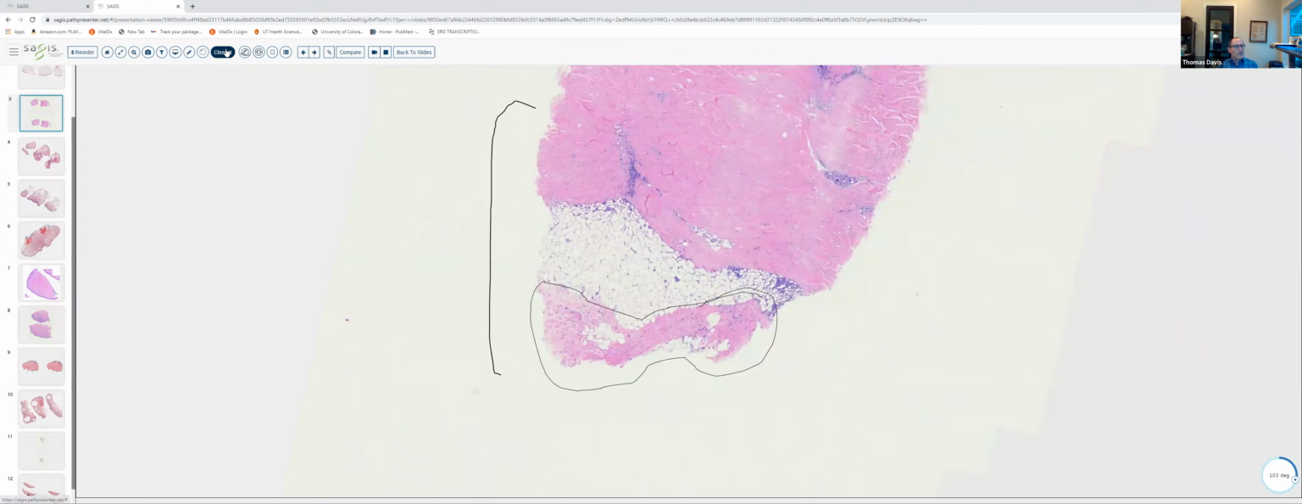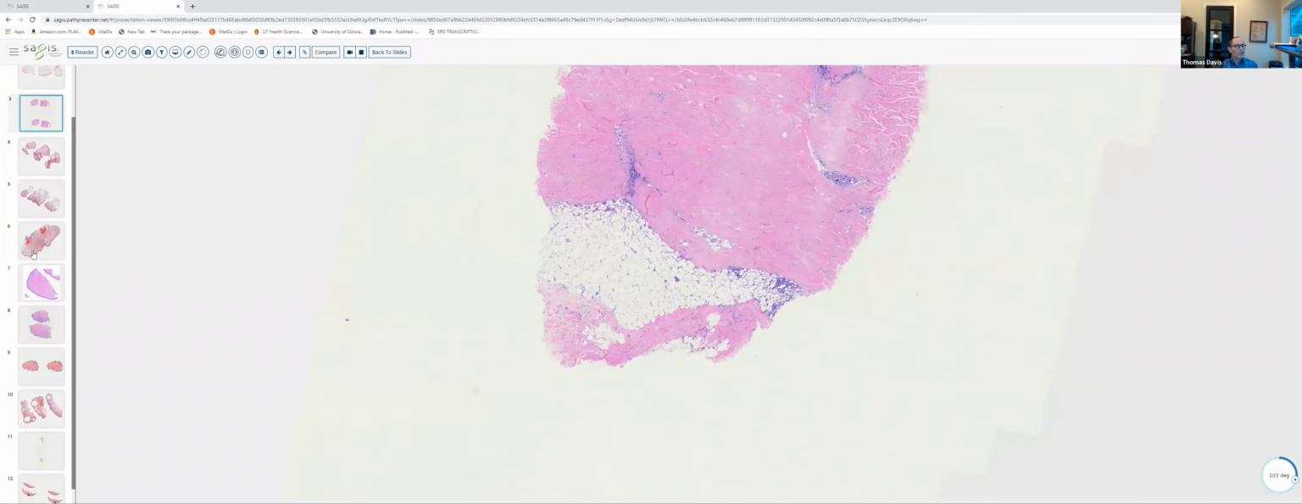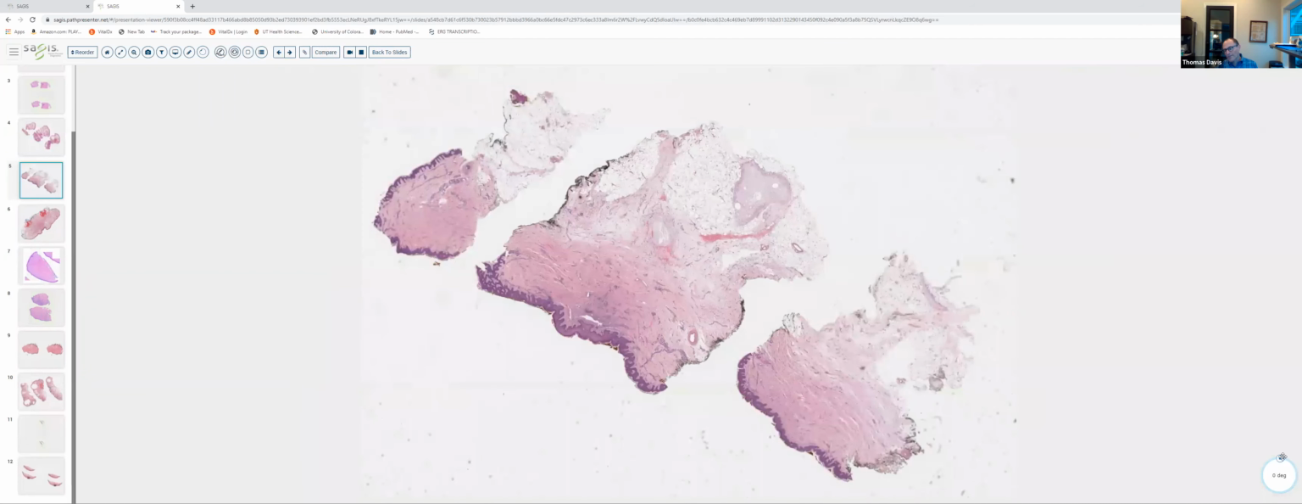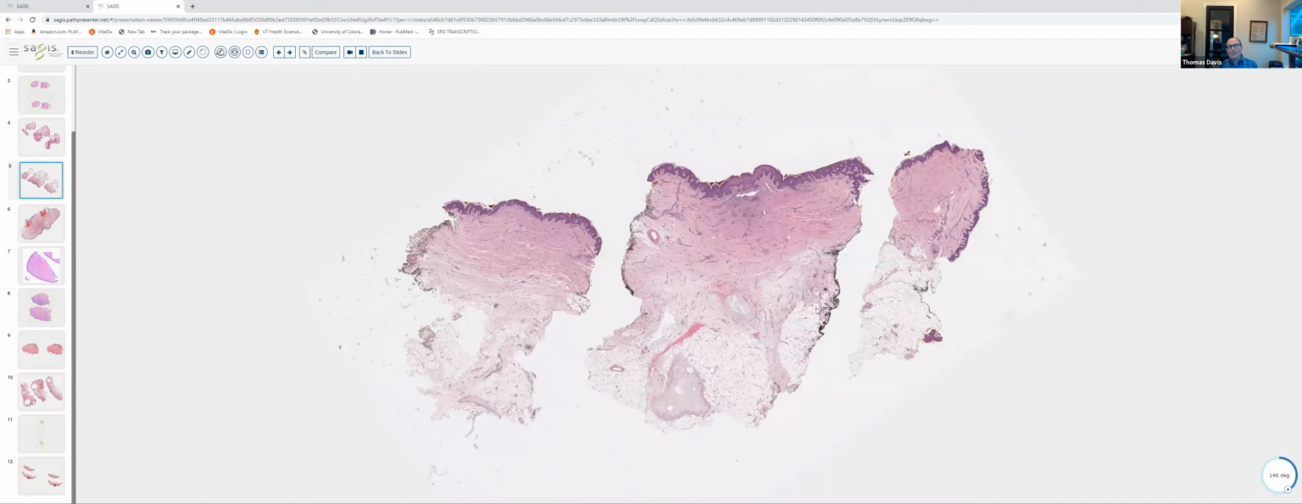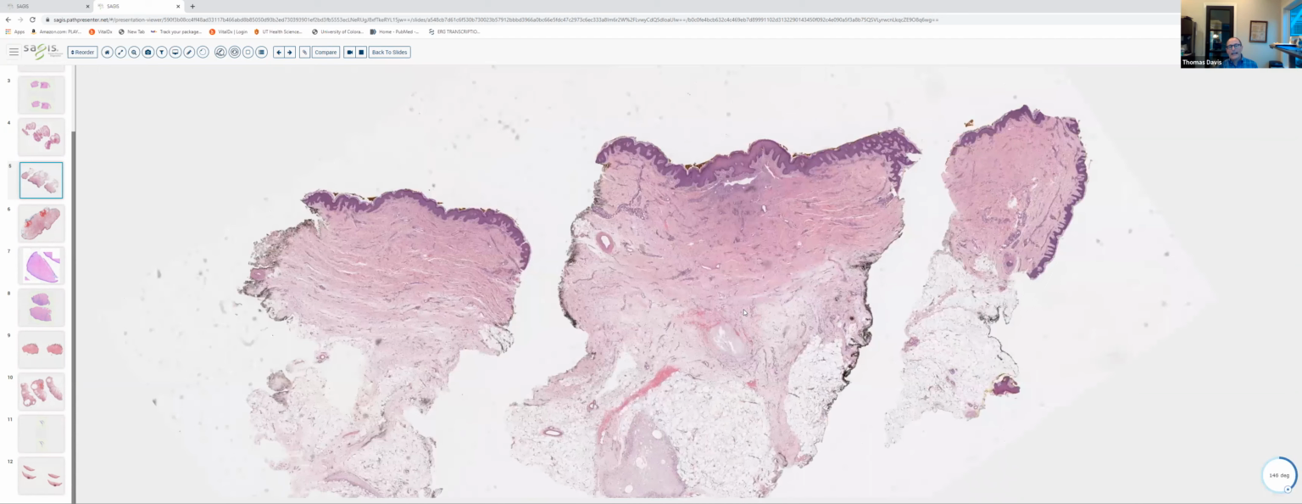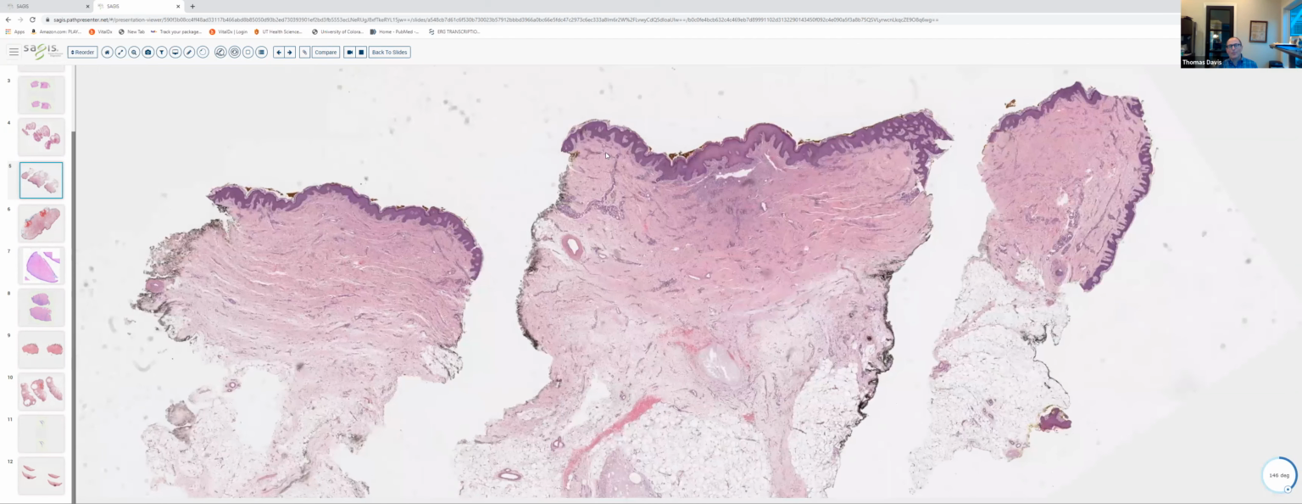Okay, so let's go ahead and move on to our group of fibrosing disorders. We'll start with slide 5. We have a trisected punch biopsy here. And one can see that the epidermis is actually a little bit hyperplastic here with some elongation of the rete ridges. What's notably absent in the central portion of the biopsy specimen is adnexal structures. And that's one thing you'd want to note right away.